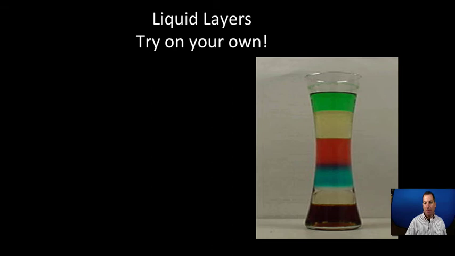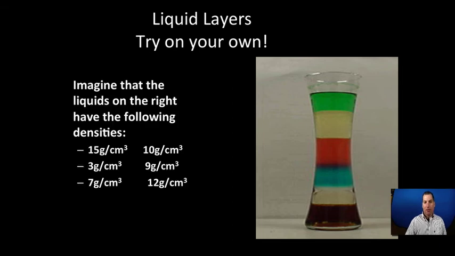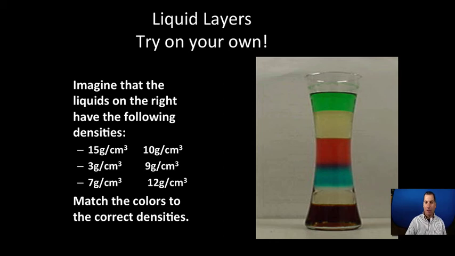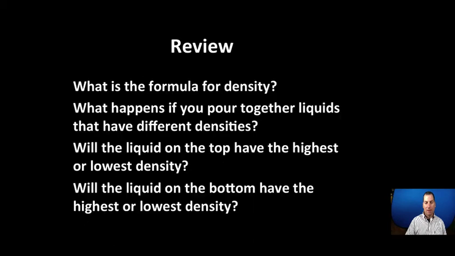Now we have some really colorful layers here, and you can try it on your own. So I'm going to give you the actual densities. There's 15, 10, 9, 12, 3, and 7 grams per cubic centimeters. And if you could actually put them in order, so you can match the colors to the correct density. So I'll give you a second here to look it over. And you're thinking probably, hopefully in your mind, that the object on the top, the green one, should have the lowest density, and the one on the bottom, the brownish one, should have the highest density. Let's see if you're right. 3, 7, 9, 10, 12, and 15. Sure enough, that's how it works.